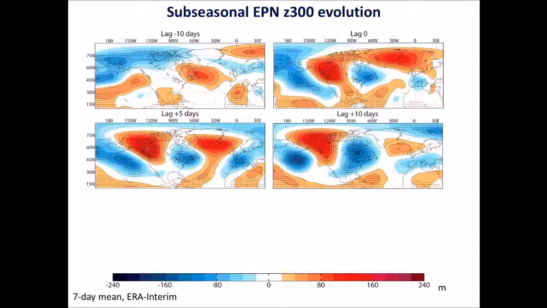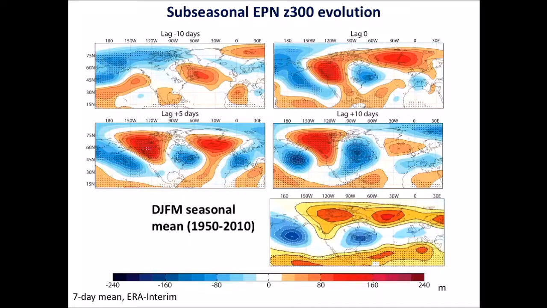And what we see is this well-defined PNA-like wave train. And one thing I want to point out is this pattern closely resembles the seasonal mean composite I showed earlier. But the seasonal mean composite is not statistically significant over a large area. However, it's much stronger and more significant on the subseasonal time scale. So what this is suggesting is that this pattern is in fact a physically robust pattern. It just doesn't typically persist throughout an entire season. So that's why the signal kind of gets washed out on the seasonal mean.